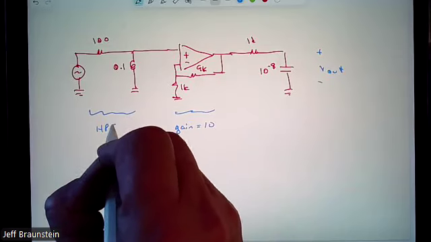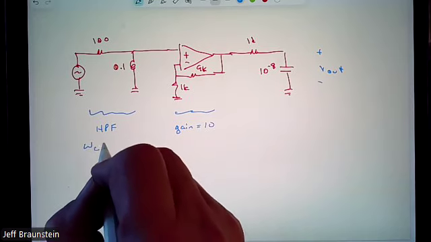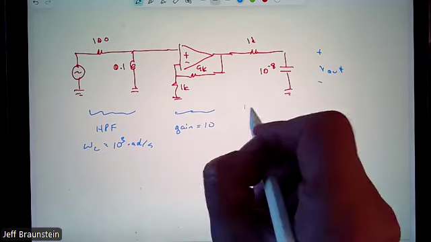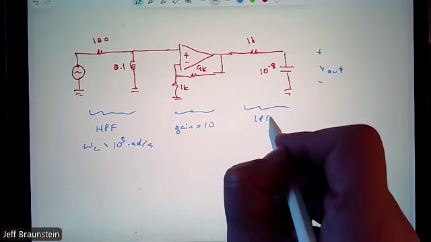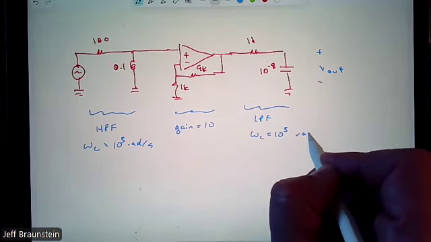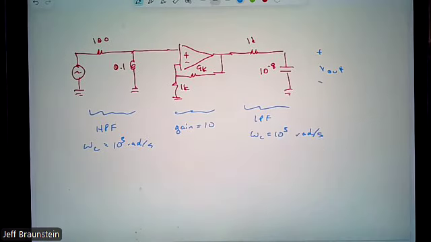High pass filter. Omega C equals 10 to the 3rd radians per second. Low pass filter. There are an infinite number of possibilities. So, I mean, it's usually better to design something that has realistic values. This circuit certainly has realistic values. But on paper, we can do whatever we want. So everyone agree?